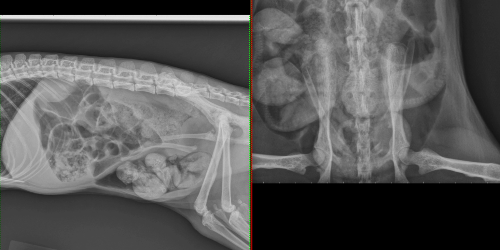Additionally, the most significant finding in this exam is the cranially displaced left epipubic fracture. This fracture may compromise her ability to support a pouch for the future of her reproductive life.